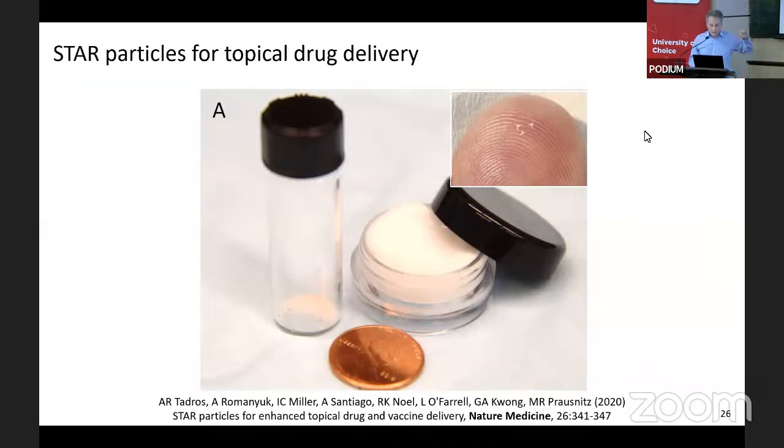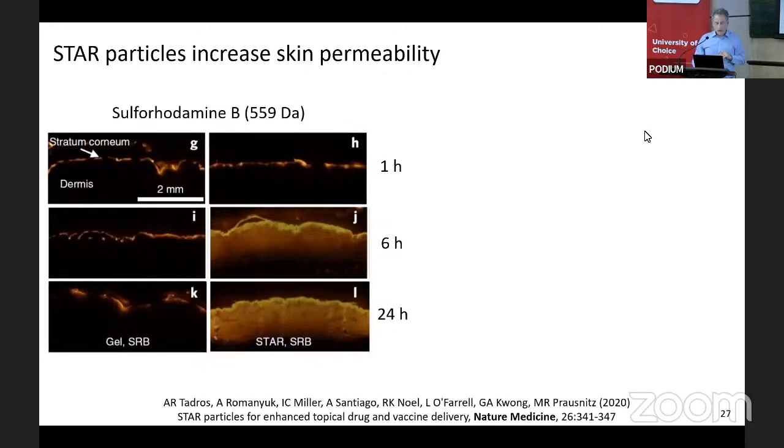So here in the vial are some of these star particles. Basically looks like some white powder unless you look very carefully at it. You can see some of them on a fingertip. You can see them integrated into a cream, and well, you can't see anything. They just disappear into it. When we rub them onto the skin, though, they have an effect.